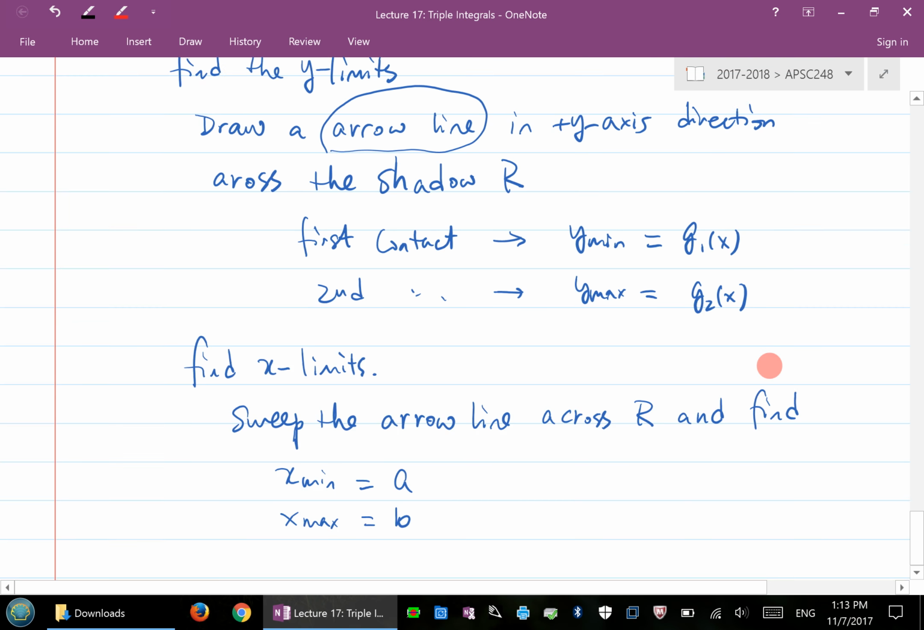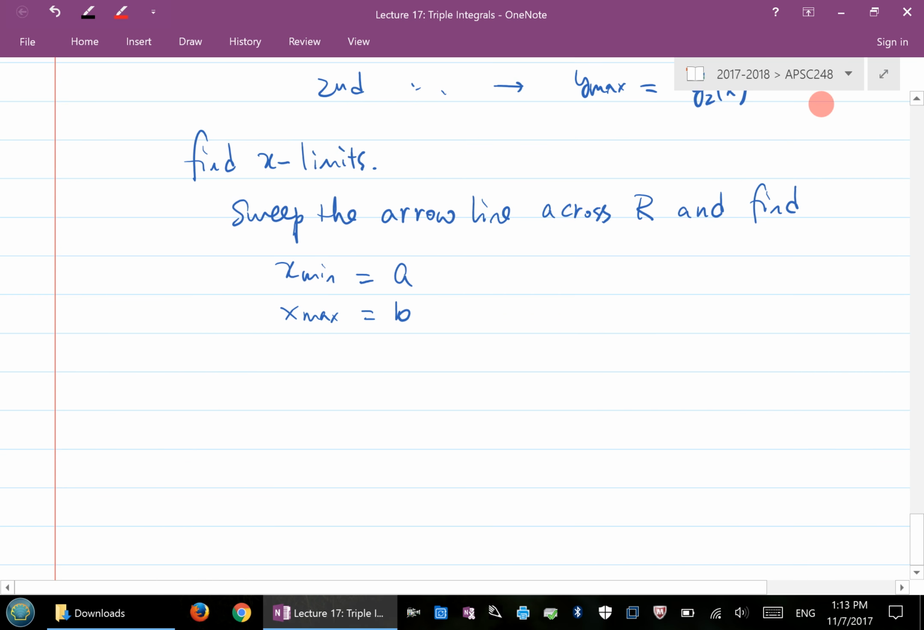So in this case, your x min is A, your x max is B. That's basically the procedure for finding your limits for the triple integral in Cartesian coordinates. So now you can put everything together. This is your original triple integral.